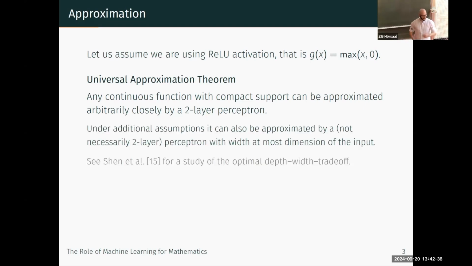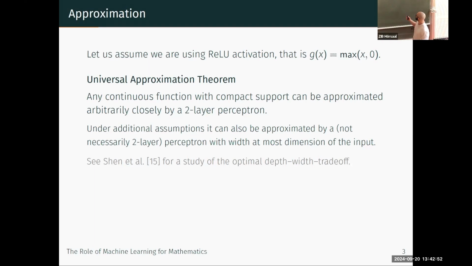Of course, if you don't want to make it super wide, you can also consider what happens if you restrict how wide you can make them. People have studied this. And then, of course, you need to go deeper, but there's a trade-off between how wide and how deep your network is and how effectively you can model things.